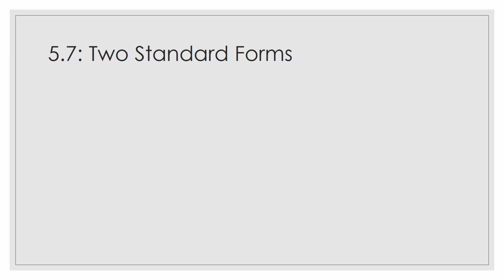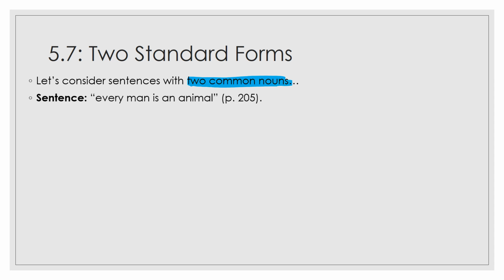All right, let's enter section 5.7, two standard forms. Let's consider sentences with two common nouns. For example, take the sentence, every man is an animal, where every is our universal quantifier, and we have man and animal. In fact, man is a common noun, and animal is a common noun.